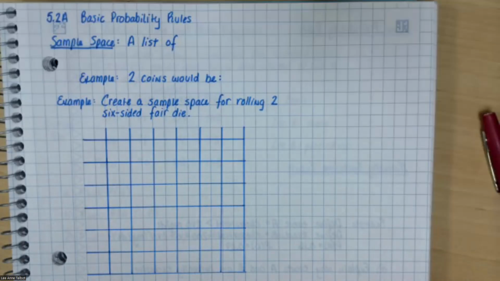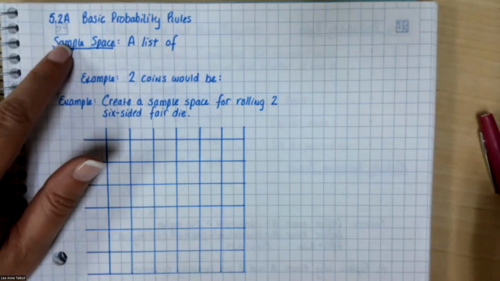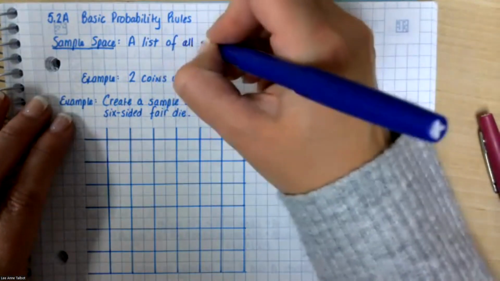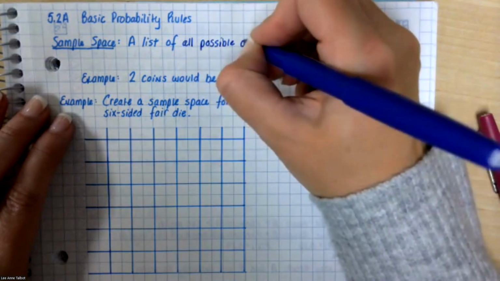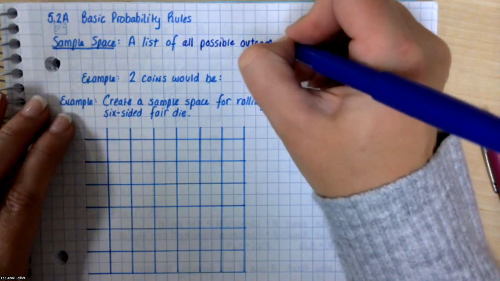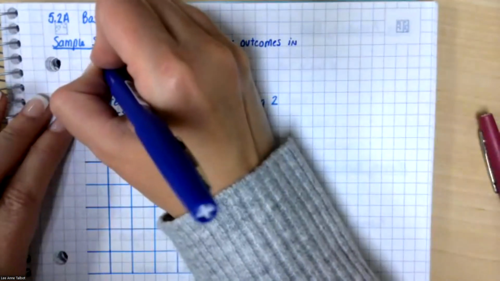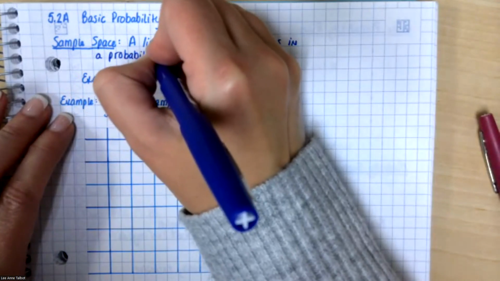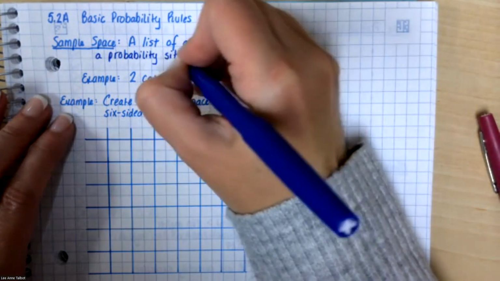Do some more probability stuff here. A sample space. A sample space is annoying. It is a list of all possible outcomes in a probability situation.